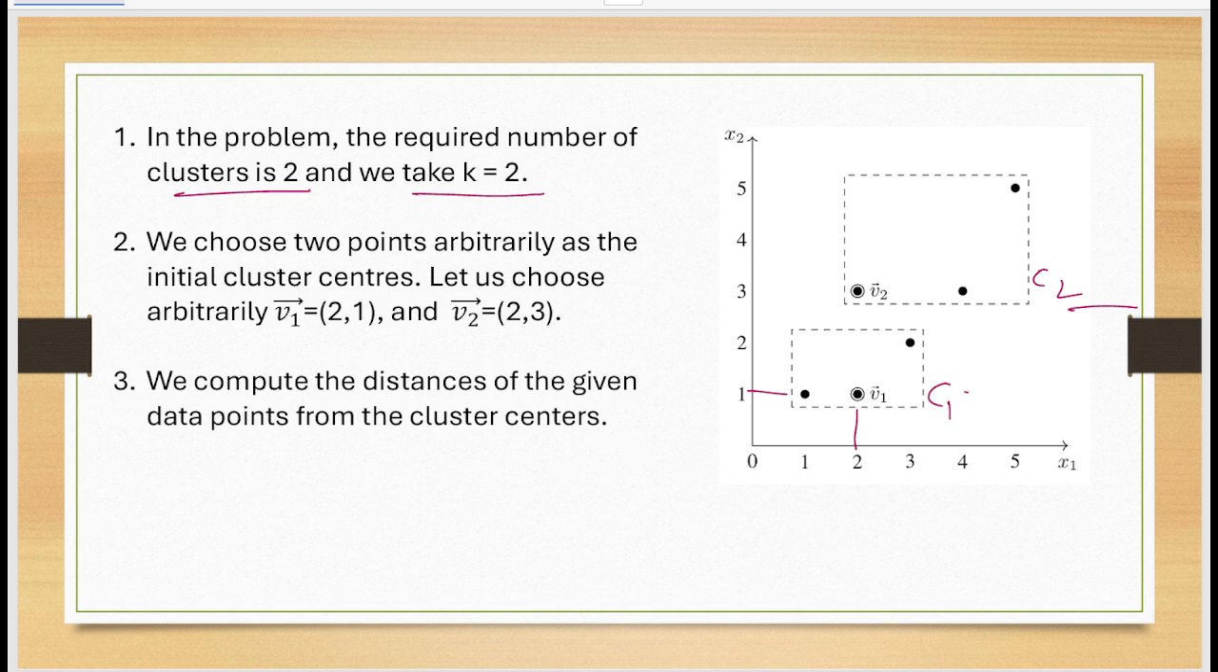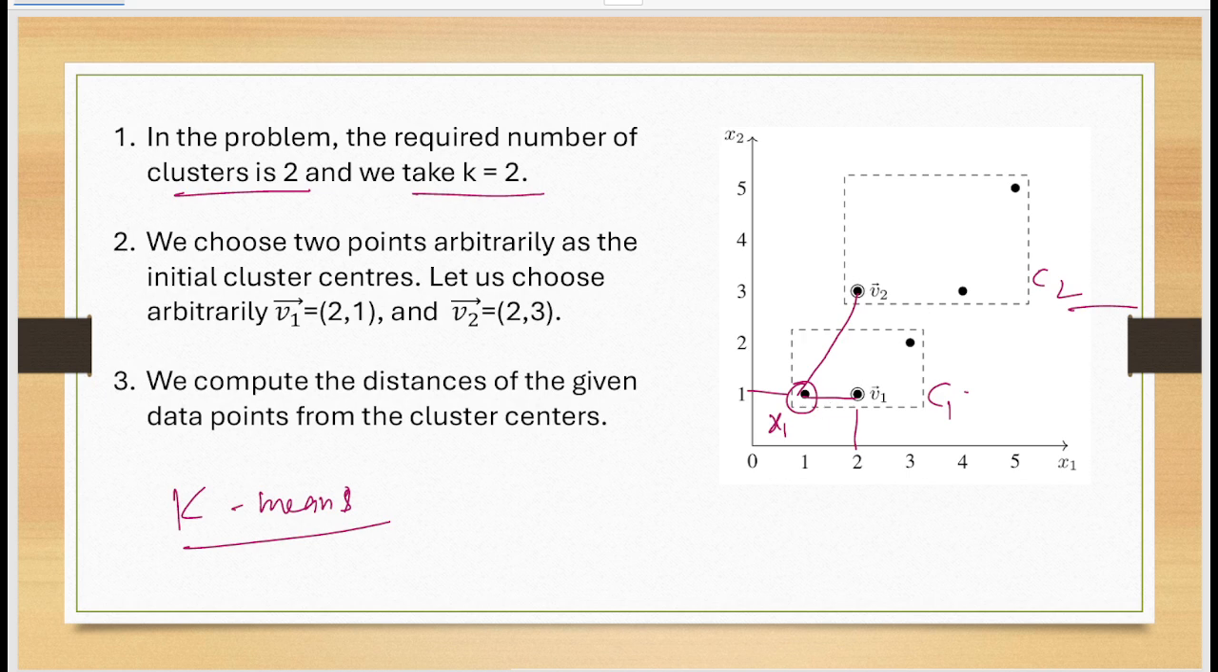As we know, in the k-means clustering algorithm, we have to find the distance of each point from the two centroid values. That means if we take x1, we have to find the distance of x1 from these two centroid values, and next we do the same for all the points given here.